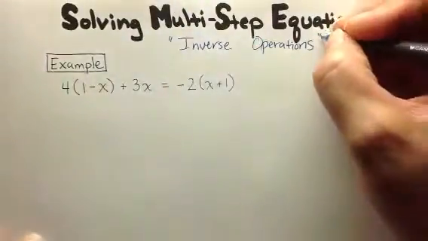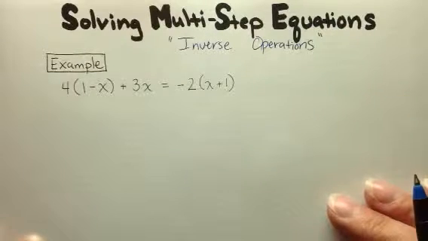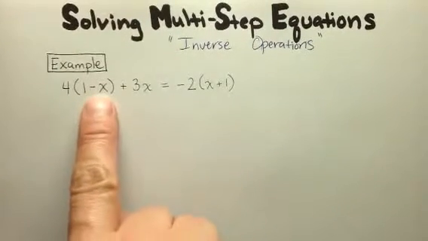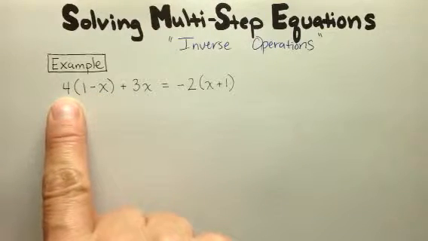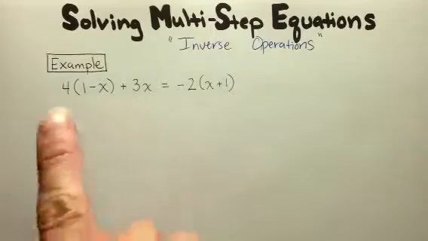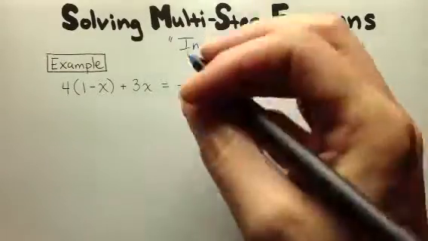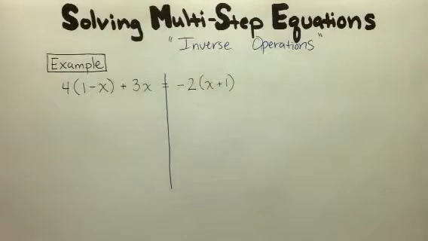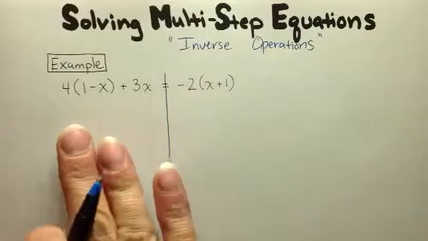Okay, so the rules or steps I follow: the first thing I always think of is my order of operations. I deal with the parentheses. This is not really a negative x because I've got a 4 out front that needs to be distributed, so I need to deal with parentheses first. Remember, I've got my left side and right side. The first thing I say to myself is simplify both sides of the equation.